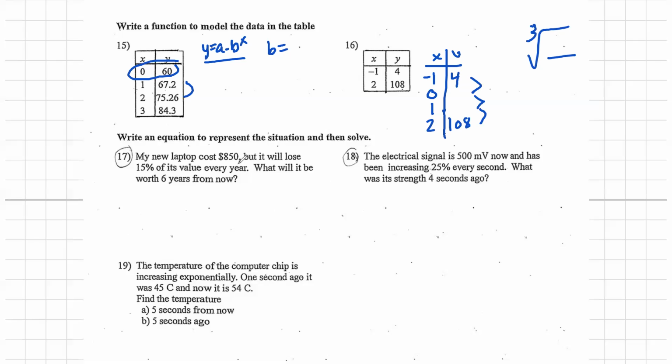Your new laptop costs $850, but it will lose 15% of its value each year. What will it be worth 6 years from now? So to find this, we need to write an equation of y equals a times b to the x. What's the starting value going to be? $850, right? So they told you the starting value, that's $850, that's easy. What's the multiplier going to be?